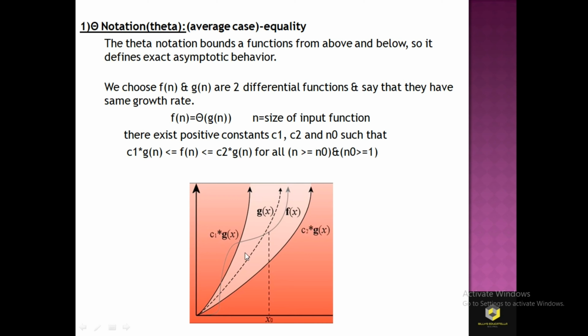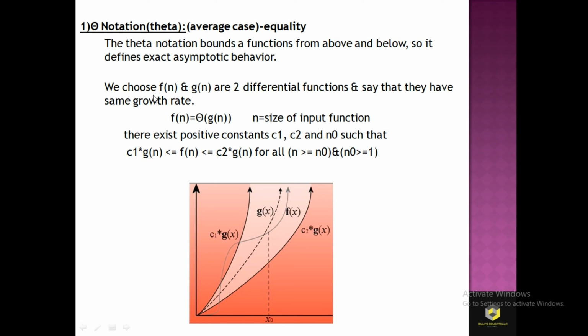The theta notation bounds a function from above and below, so it defines exact asymptotic behavior. This is the theta notation bound area where the output time complexity is present. The above part is the big O notation and the below part is the omega notation. So the above part will not be considered and the below part will not be considered, so the exact value will be considered as the average case time.